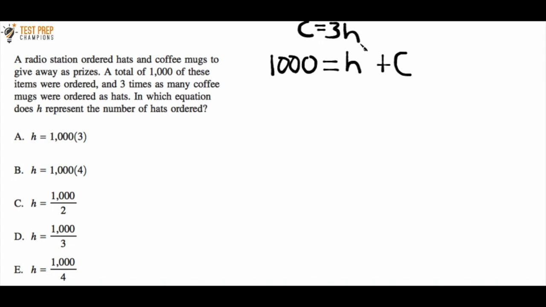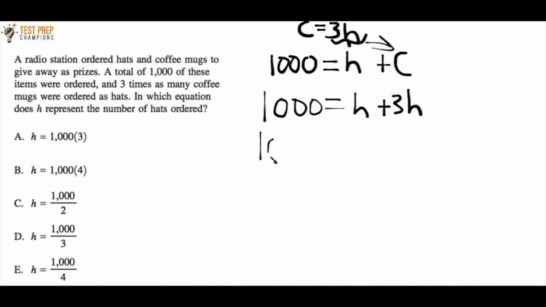So all I have to do is go to this equation here, and I'm going to replace C with 3H. If I rewrite this, I have 1,000 equals H plus 3H. And if I simplify this, H plus 3H equals 4H. So I've got 1,000 equals 4H.